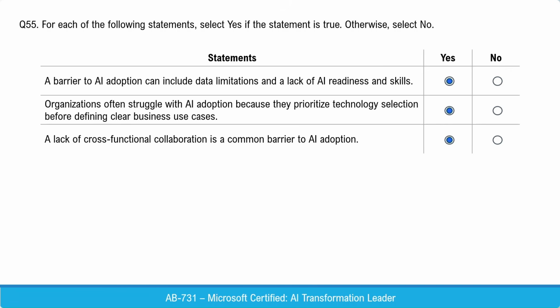The last statement, a lack of cross-functional collaboration is a common barrier to AI adoption. Well, that is correct as well. AI adoption is not just a technical effort. It requires collaboration between business teams, IT, data engineers, and compliance teams. Without this cross-functional alignment, AI initiatives often fail or do not scale. So the correct answers are yes, yes, and yes.